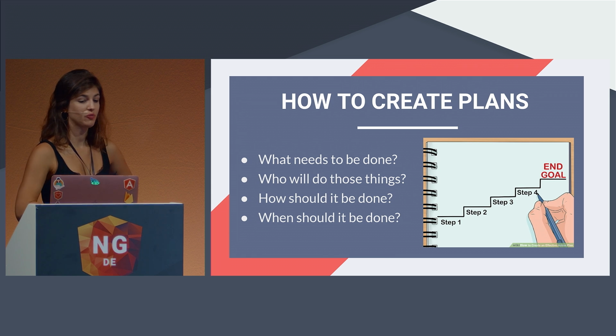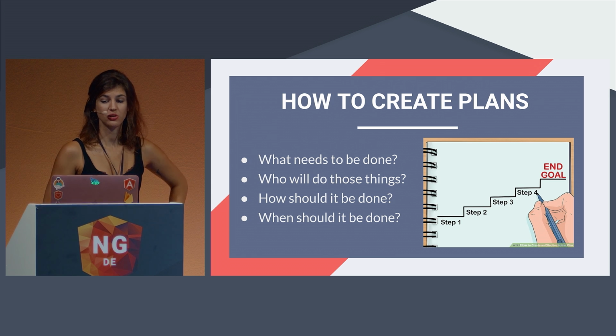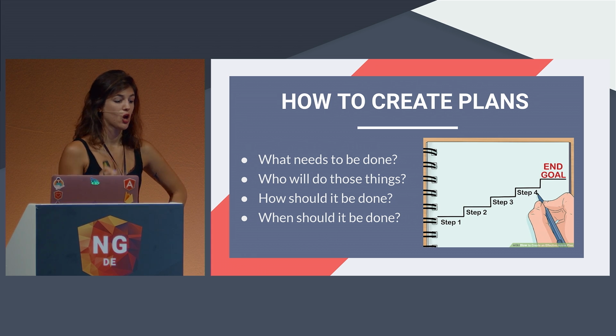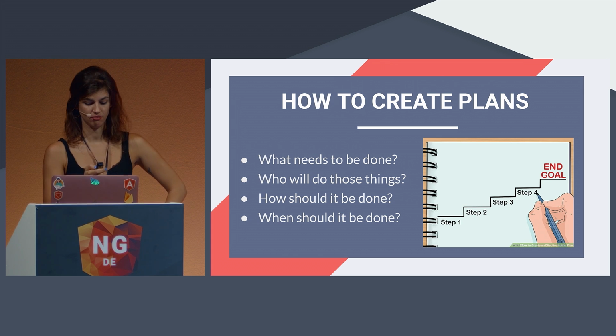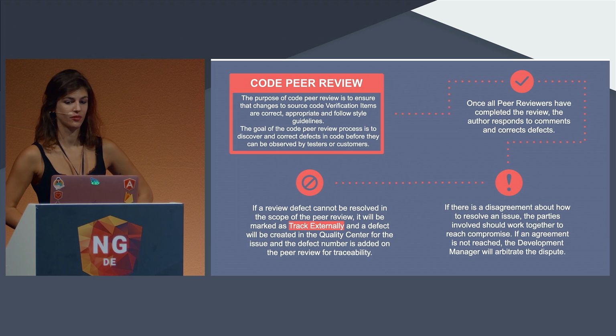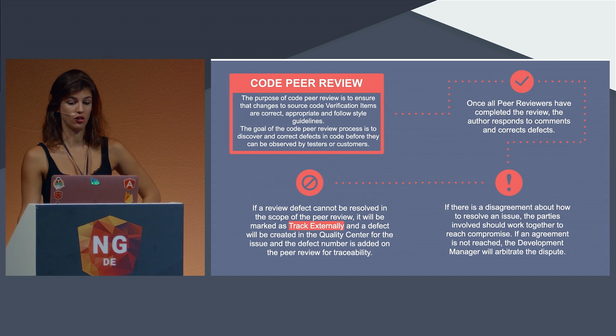An easy way to start being successful with process is doing things like creating plans. Creating plans allows you to ask things like what needs to be done, who will do those things, how should it be done, and when should it be done. Write things down and follow them. Here is a plan for a code review. This is an example of how to help build a better process for all.